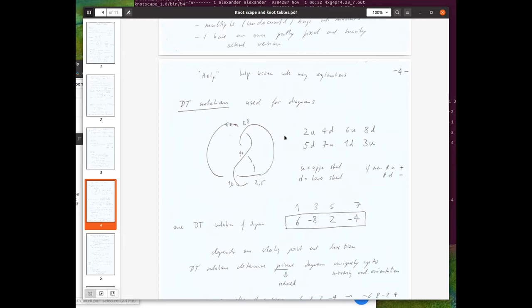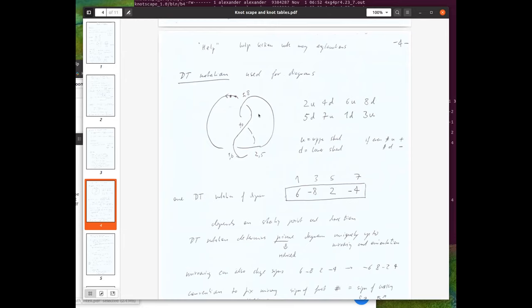One thing that I should explain, because it is fundamental for working with this program, is the Dowker-Thistlethwaite notation. I call this DT. You can also find it explained in the Hoste-Thistlethwaite-Weeks article that I showed you last time. So what is this notation? This is a notation for representing a knot diagram. The idea is the following. Assume that you have some diagram like that. You fix some point which is not on a crossing, and you fix a direction.